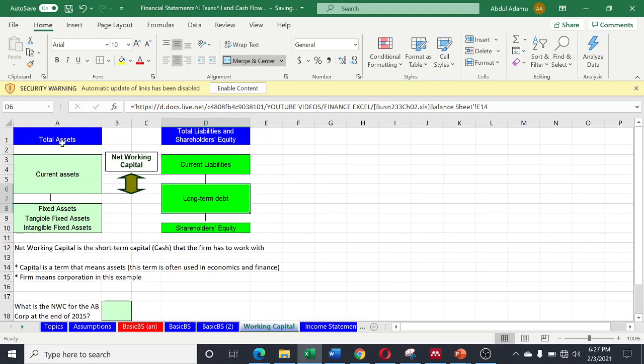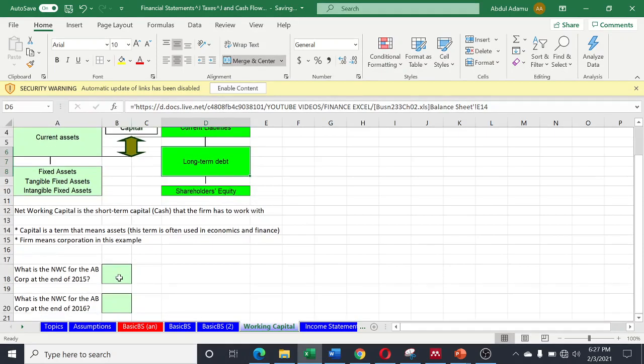So total asset is on the left side, and liability is on the right side. So current asset, fixed assets classifying into tangible and intangible fixed assets. Then current liability, long-term debt, and shareholder equity. This is the right side of the balance sheet. So the difference between the current asset and current liability is the net working capital.